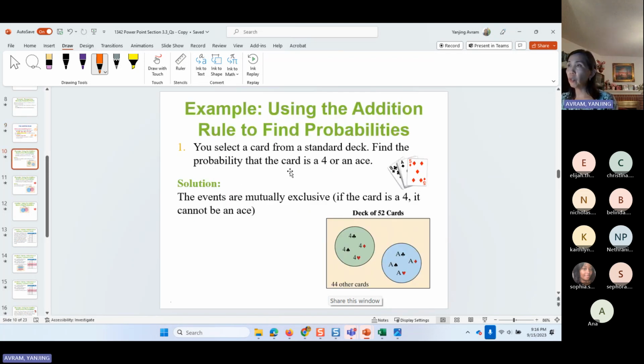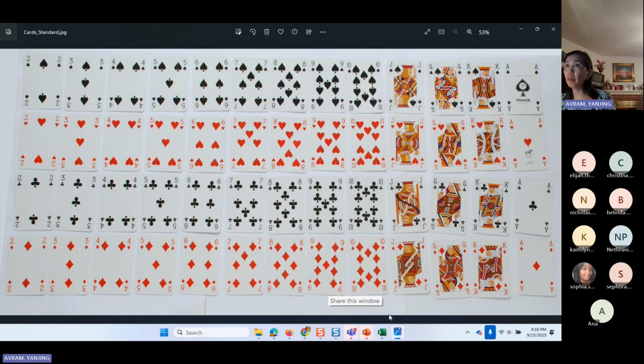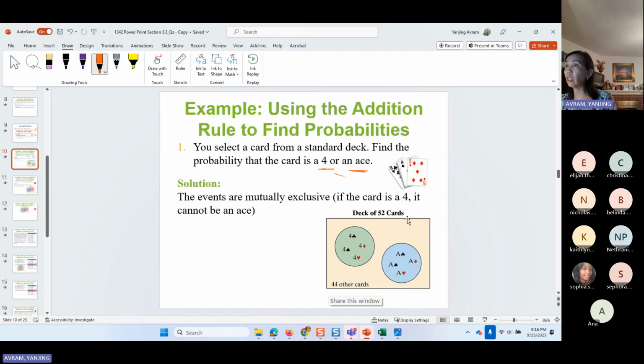Let's look at this one right here. Using the addition rule to find the probability: you select a card from a standard deck. Find the probability that the card is a 4 or an ace. You can see from these cards, I still have a card open, a 4 in here, so 1, 2, 3, 4, we have four 4s. Or an ace is right here. Aces are also right here, so there's nothing overlapping. So you just add these two together, so you have a total of 8 out of the 52.